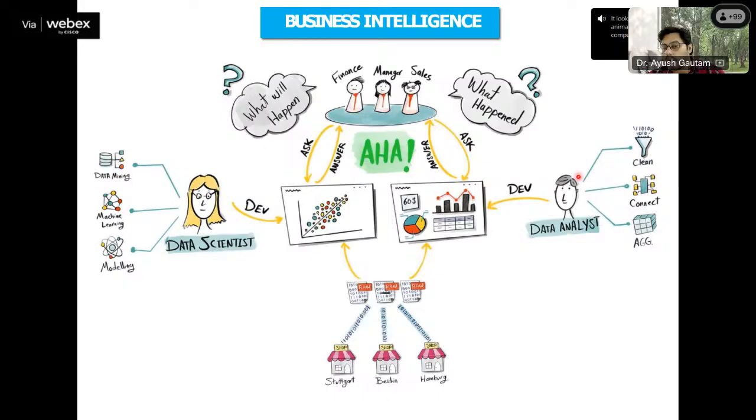Now, what is the role of the data analyst? There are basically 4 types of analytics. The first is diagnostic analytics. Second is descriptive analytics. Third is predictive analytics, and fourth is prescriptive analytics. So what is the role of the data analyst? The data analyst is mainly concerned with diagnostic and descriptive analytics.